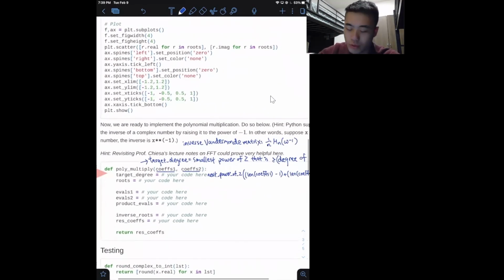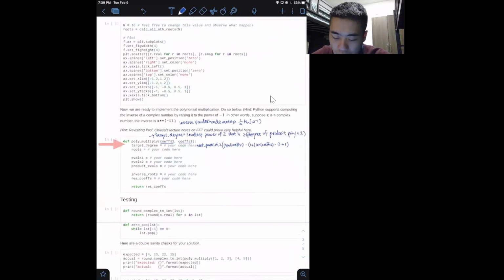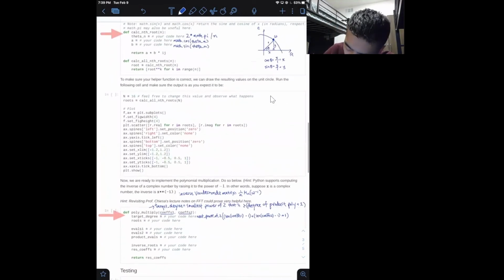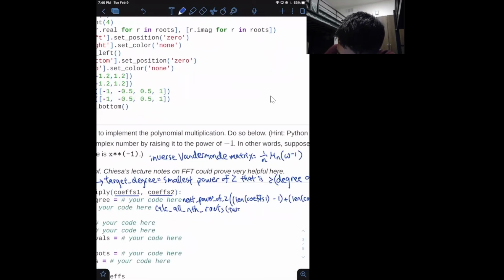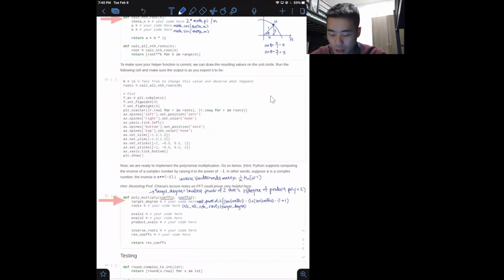So now the next line of roots is just to create the list of the roots of unity, right? And we have a helper function for that. It's called calc all nth roots, and I pass in target degree, okay? So how this works is, for example, if target degree is 32, calc all nth roots of 32 will return to me a list of 32 elements, and those will be the 32 roots of unity around the unit circle. Okay. All right, cool.